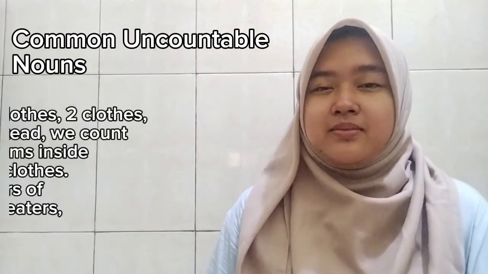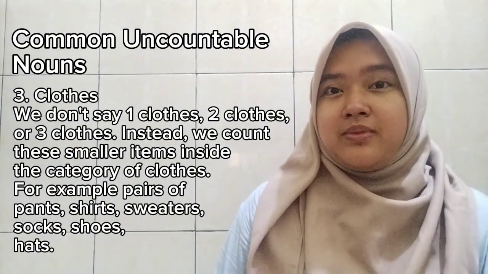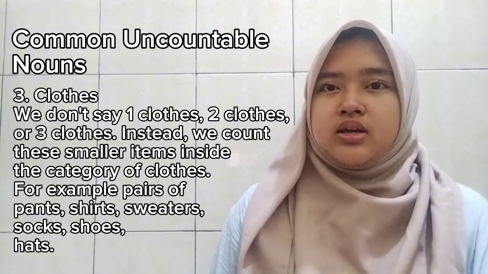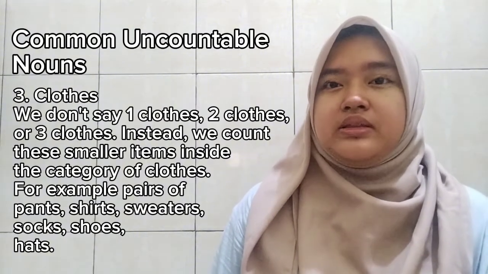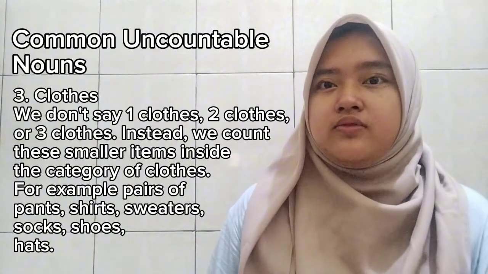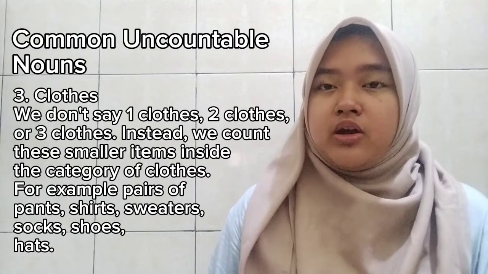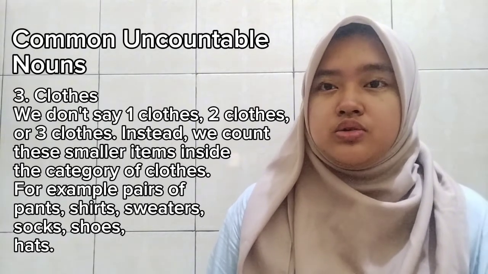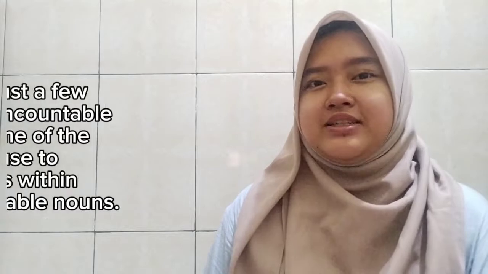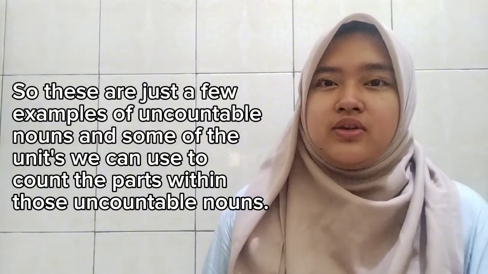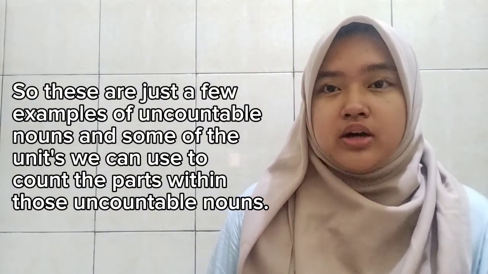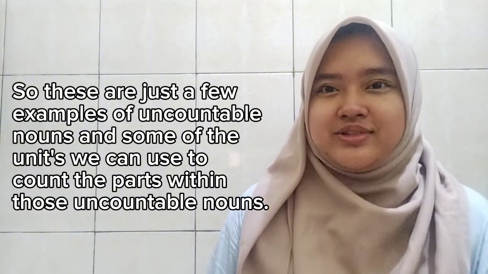Another very common example is clothes. So there are many different kinds of clothes. We don't say 1 clothes, 2 clothes, 3 clothes. Instead, we count the smaller items inside the category of clothes. For example, pairs of pants, shirts, sweaters, socks, shoes, or hats. So, these are just a few examples of uncountable nouns and some of the units we can use to count the parts within those uncountable nouns.